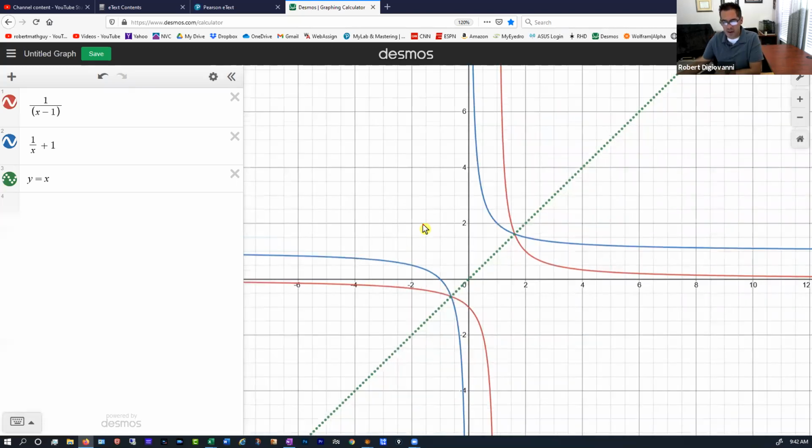Okay, can you all see that the red one is 1 over x minus 1? Do you all agree that this function, the red one, is a function and it has an inverse because it passes both vertical and horizontal line tests? And so you can see that the blue one, which is the other function, is its inverse because they're reflections of one another. Right?